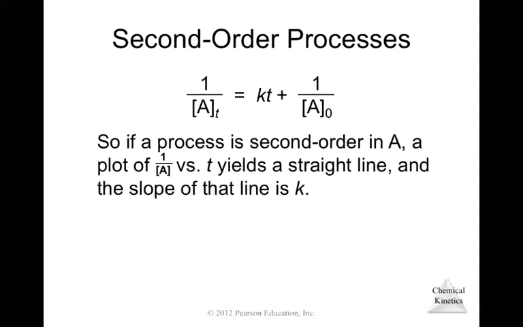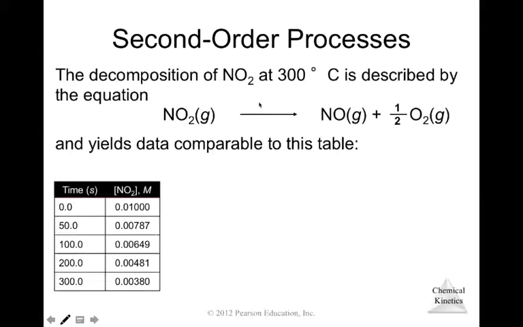And so if a process is second order with respect to that reactant A, the plot of 1 over the concentration of A versus t is going to give us a straight line, and the slope of that line is going to be positive k.